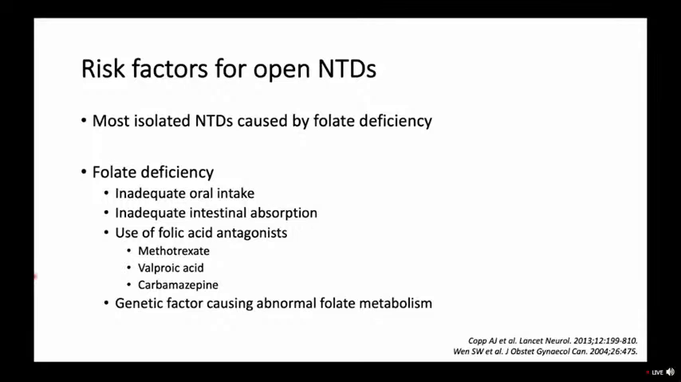The mother either doesn't get enough orally, maybe she's had a gastric bypass type of surgery that she doesn't absorb it correctly. Maybe she's taking a seizure medication like valproic acid, or she's taking methotrexate for an immunologic disease. These all cause trouble with metabolizing folic acid. You don't get enough in the first trimester, 0 to 11 weeks, and then you get a baby with spina bifida.